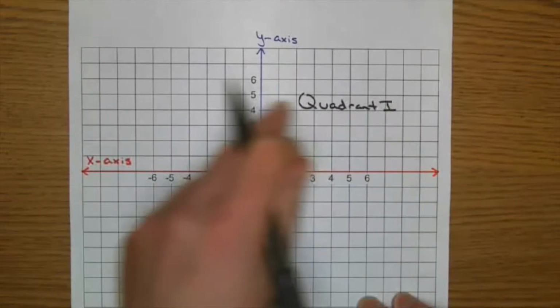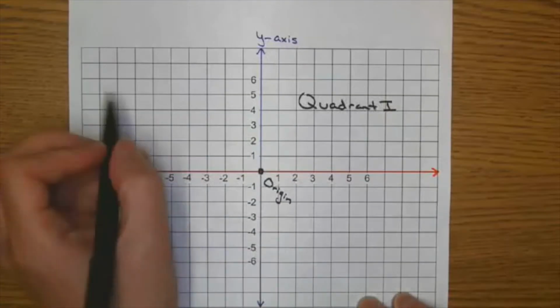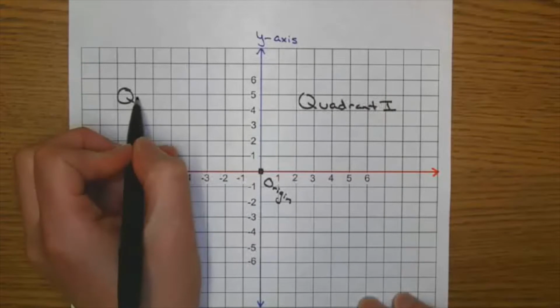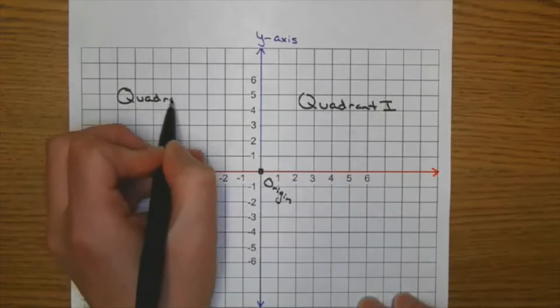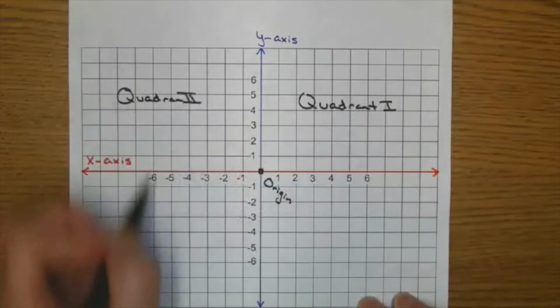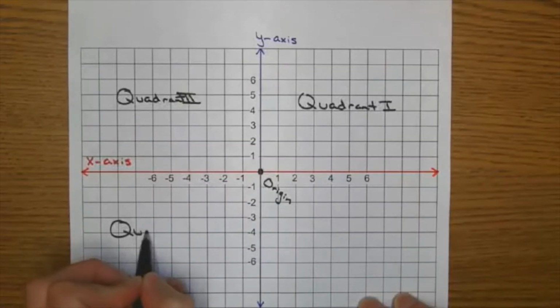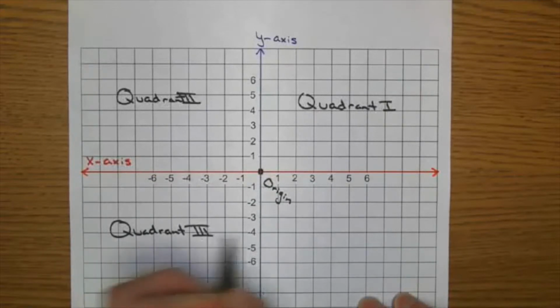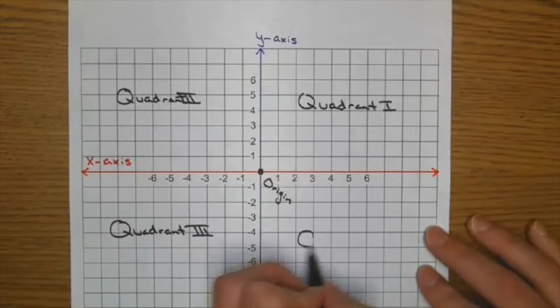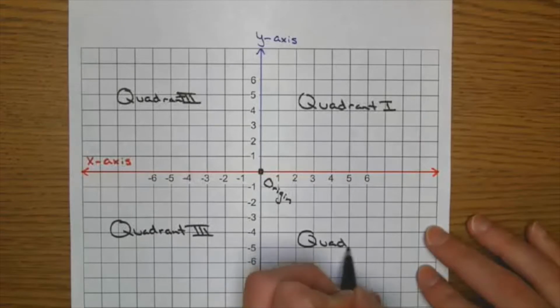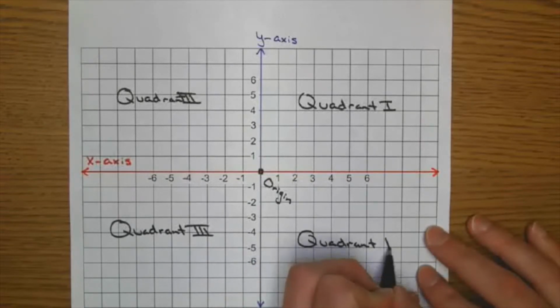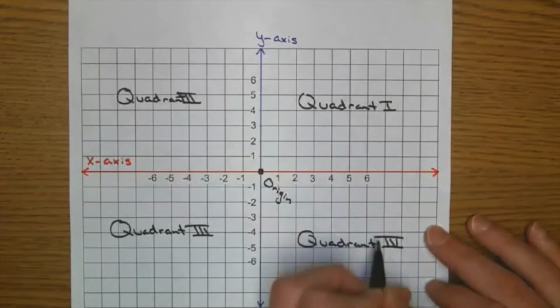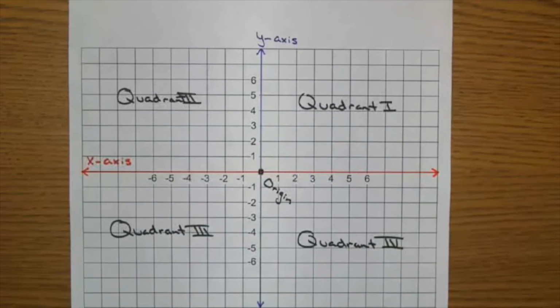We move counterclockwise in our quadrants. So over here is quadrant 2. Moving down here, quadrant 3. And finally, quadrant 4. And we can use those quadrants to locate different places in here.